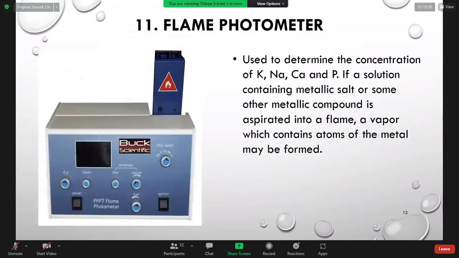Now we will see about the flame photometer. If we want to determine the concentration of some salts, we can use the flame photometer. Likewise, as in the spectrophotometer, here also we have to prepare the standard concentrated samples. Through the standard graph, we can get the concentration of the unknown salts which are in the solution.